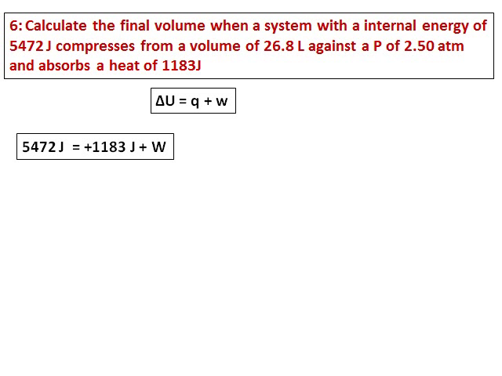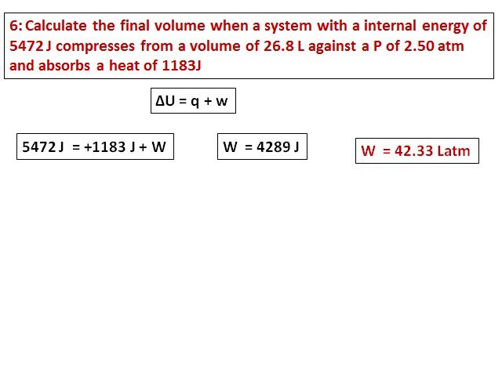First let's calculate the work done using the formula delta U equals Q plus W, and I get the value of W as 4289, and it's a positive value. Since it is compression, it is in accordance with what we expect. W is positive, and this is in joules. Since the pressure is given in atmosphere, convert the work done into liter atmosphere, and you know the conversion, 1 liter atmosphere equals 101.325 joules. If you forget it, just go back and see it.